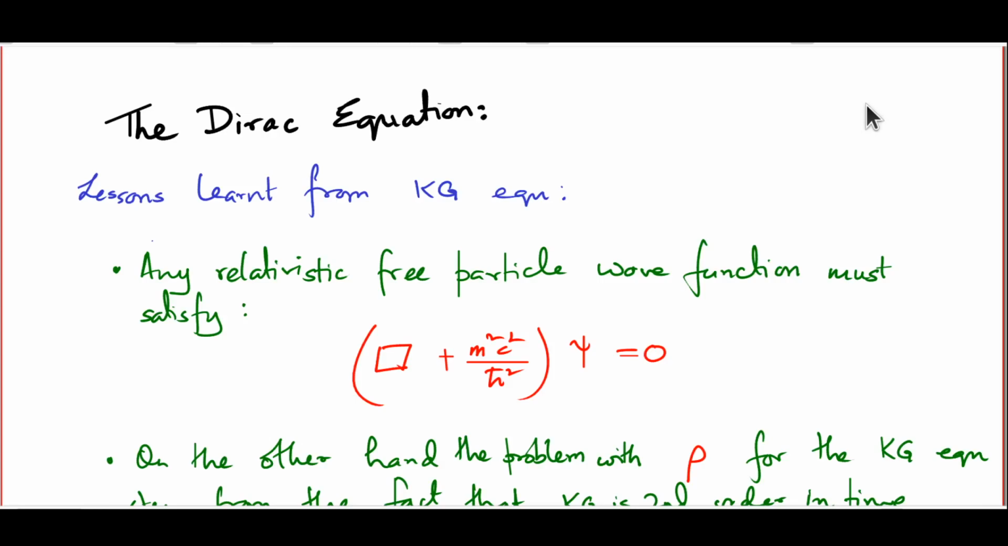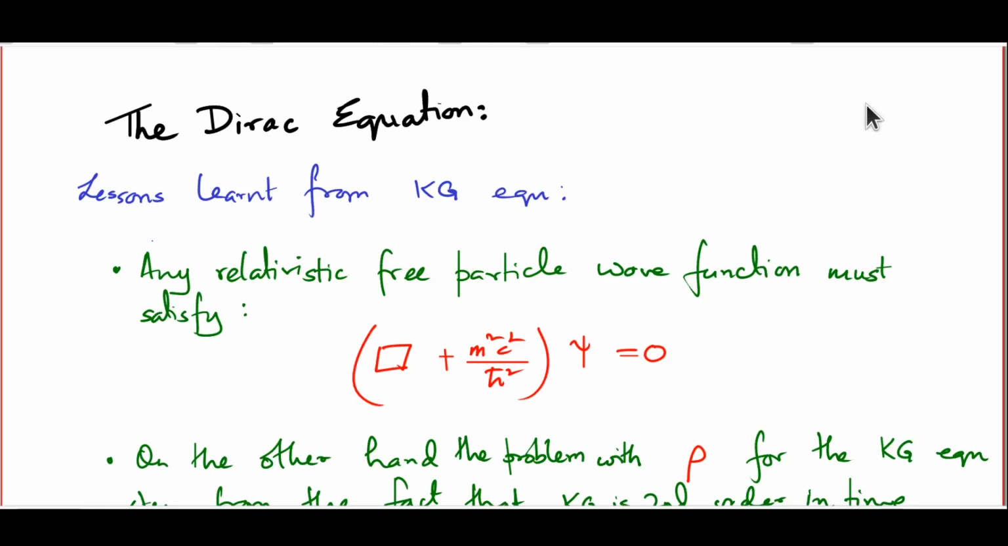Now, based on the lessons that were learned from this attempt, Dirac formulated another equation which was not perfect as an equation for a single particle quantum mechanical system, but did much better at this than the Klein-Gordon equation did. So let me just remind you quickly about the lessons that were learned from the Klein-Gordon equation.